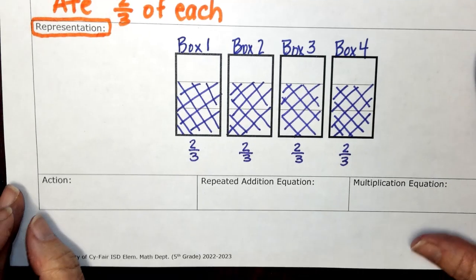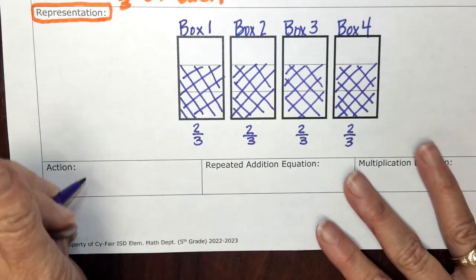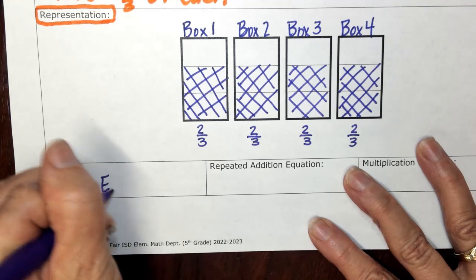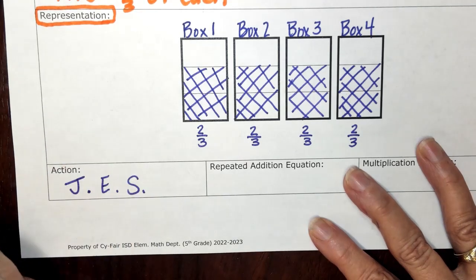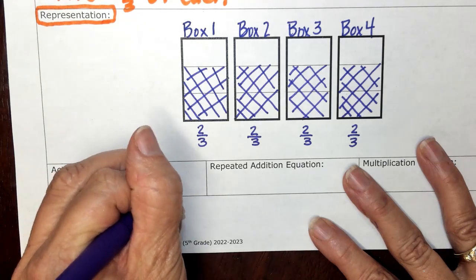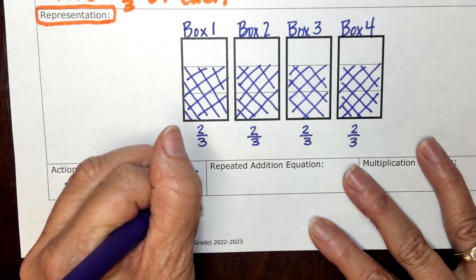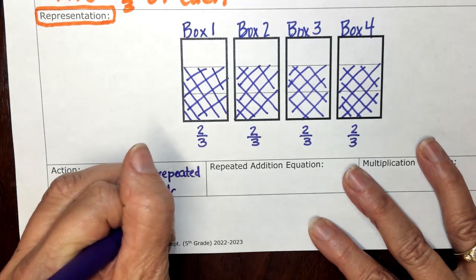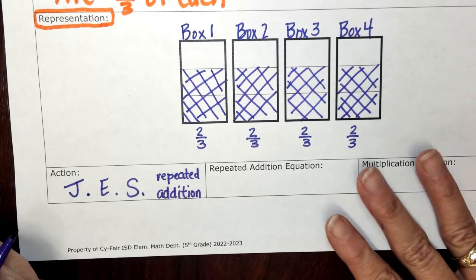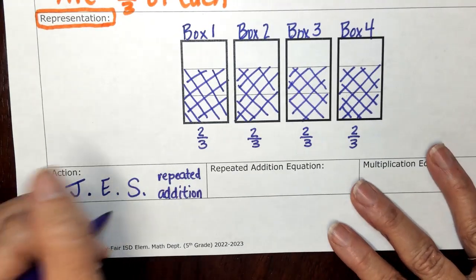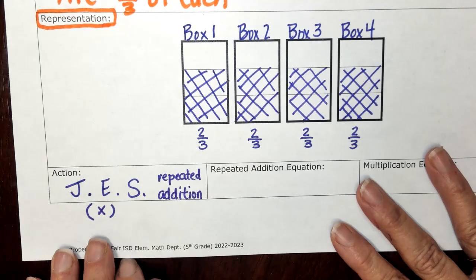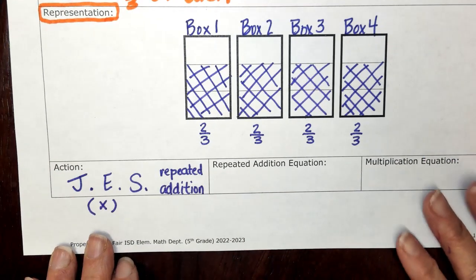So the action that we're focusing on today is joining equal sets, which is J, E, S, and really what is joining equal sets? It's repeated addition. But we know that a more efficient way of adding things together would be multiplication. So I'm going to put a little multiplication sign underneath JES.